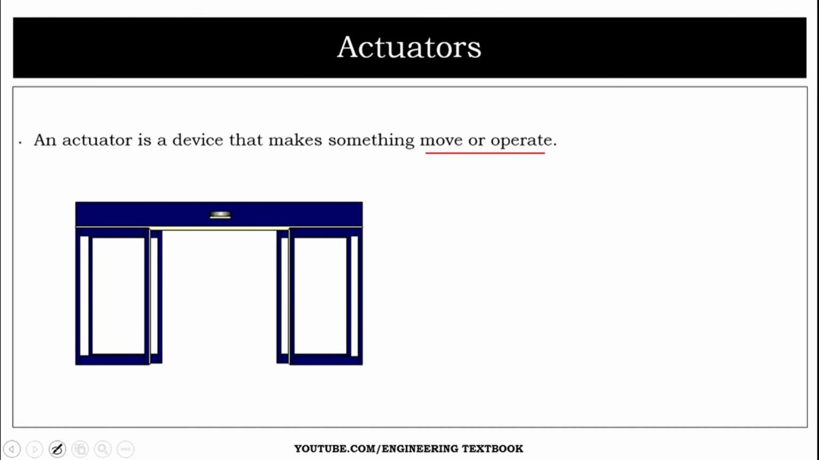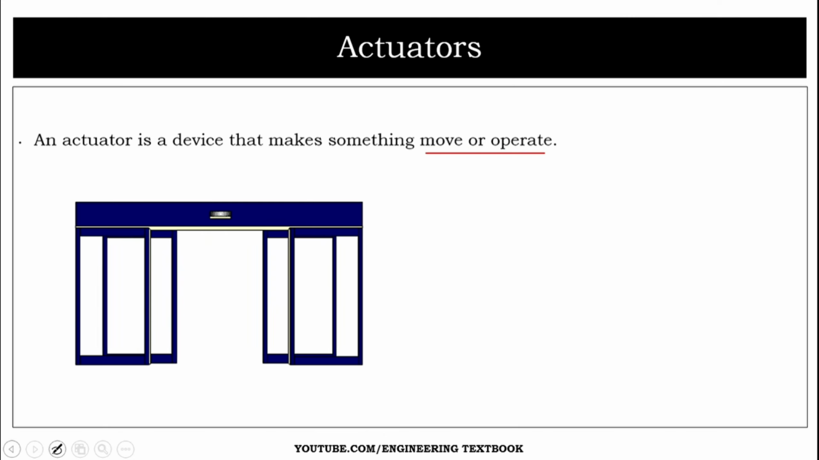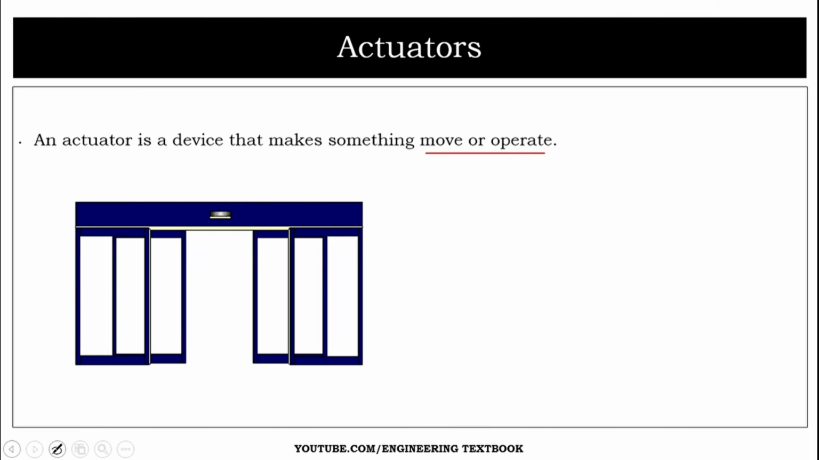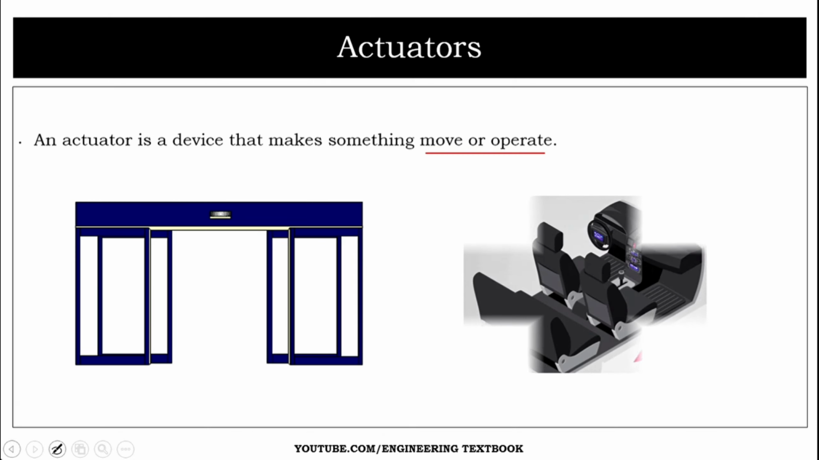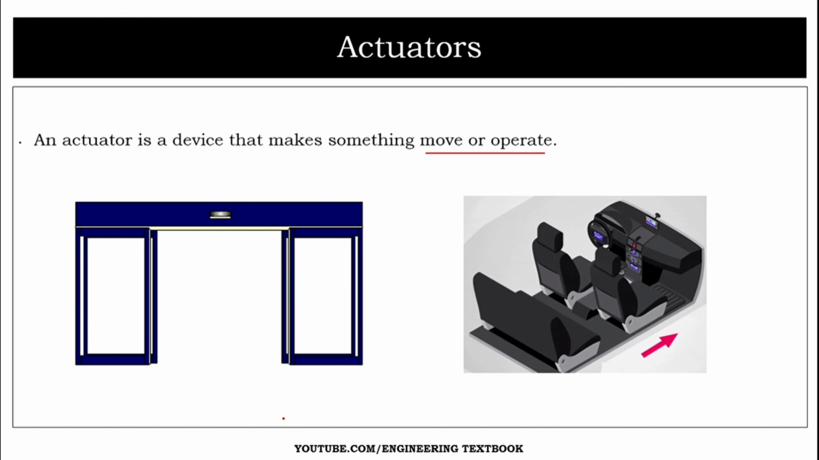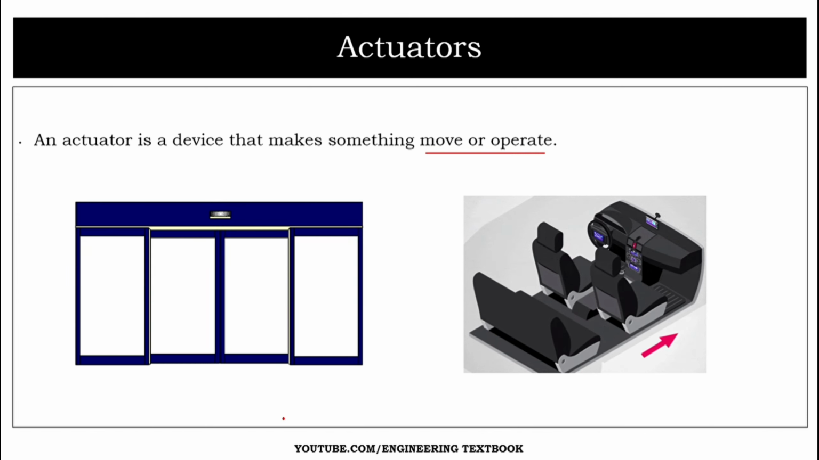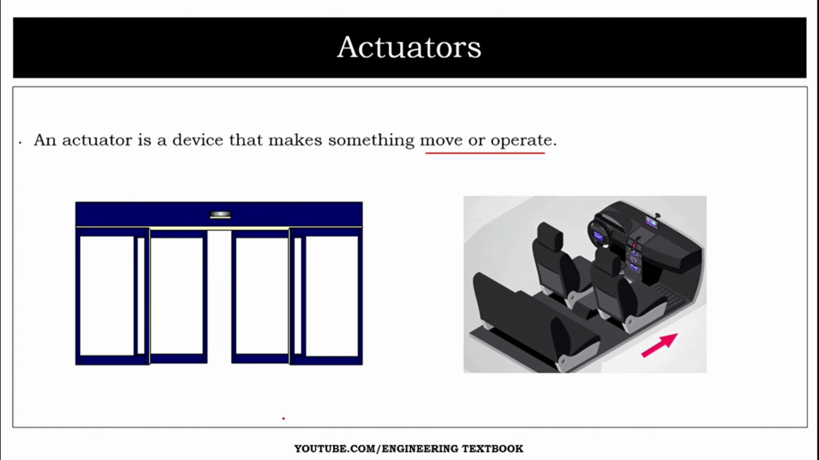Grocery store door. When we go to the grocery store, the door opens automatically for us. An actuator makes this door open. We can move the car seat forward or backward before we drive away in our car. An actuator makes this seat move.